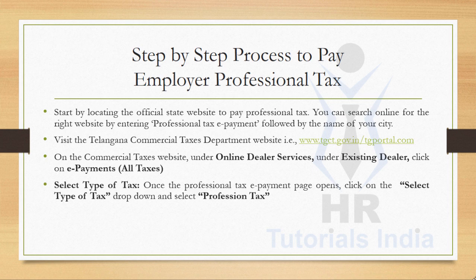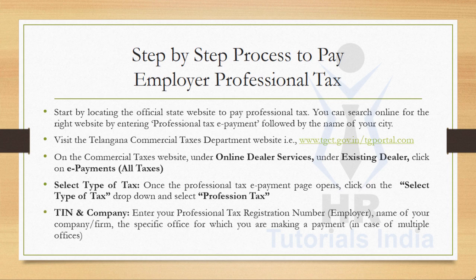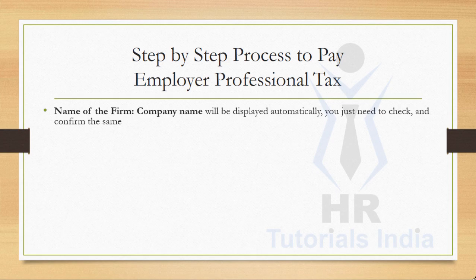Select the type of tax. Once the Professional Tax e-payment page opens, click on Select Type of Tax drop down and select Professional Tax. TIN and Company. Enter the Professional Tax registration number, employer, name of your company firm, the specific office for which you are making the payment in case of multiple offices. Name of the firm. Company name will be displayed automatically. You just need to check and confirm the same.